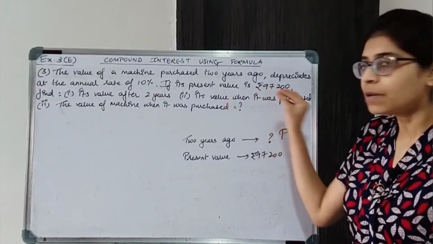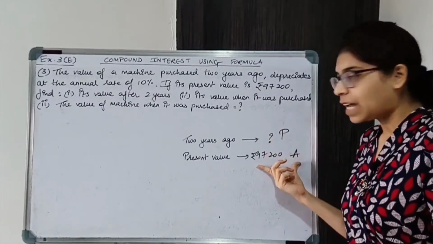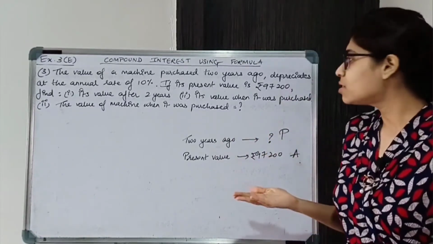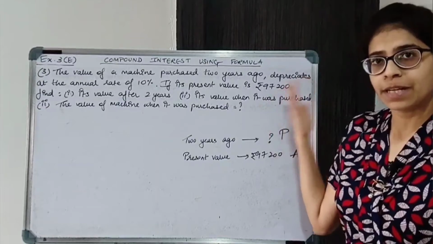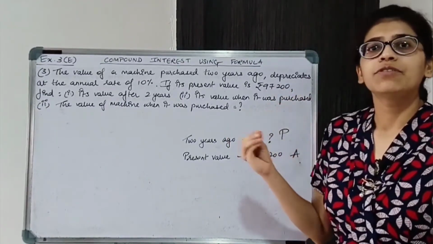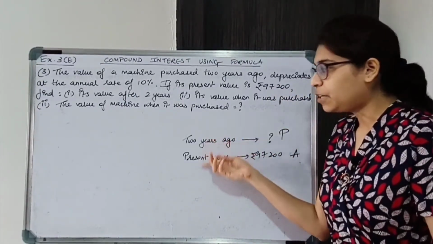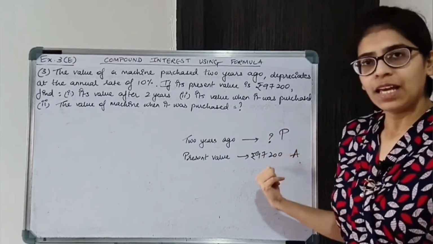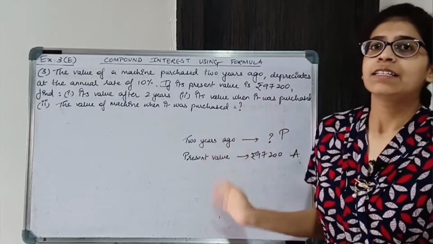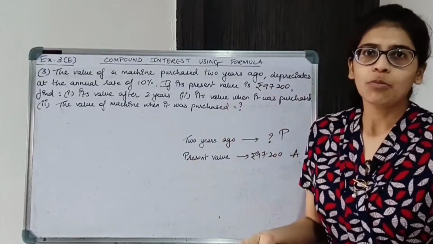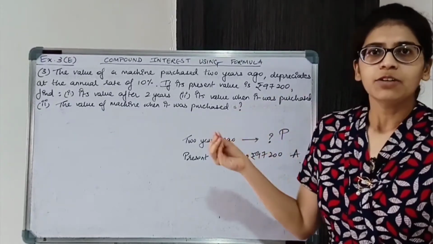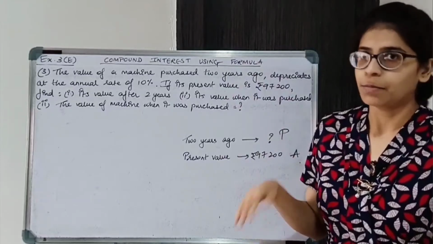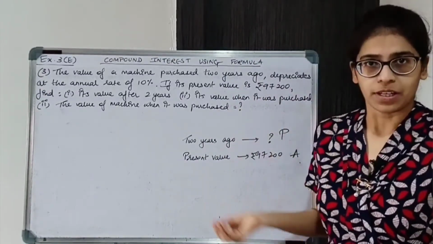So we need to find principal, and the present value becomes amount. For the second part of the question, the value that is given to us becomes amount and we need to find principal. Rate of interest is 10%, it is reducing by 10% each year, and number of years will be 2 years because the gap between the two periods is 2 years. So we know A, we know R, we know N, we can easily find P using the same formula. We'll use P into 1 minus R upon 100 raised to N because the value is depreciating since the beginning. It is not increasing, so we will subtract only.